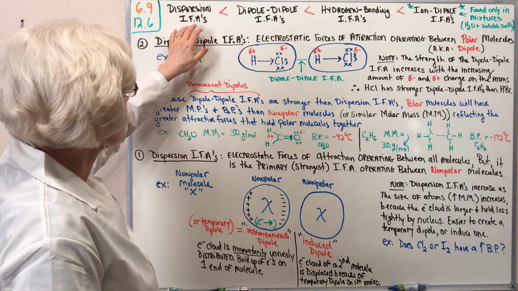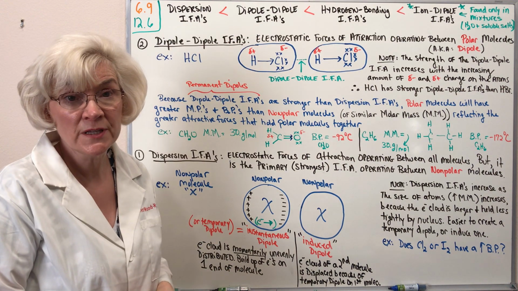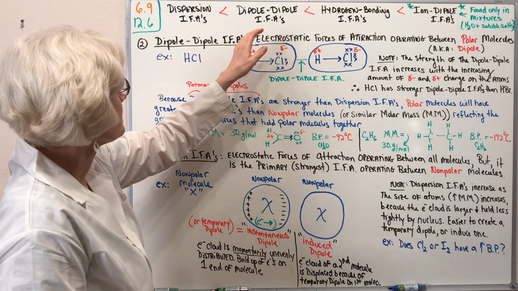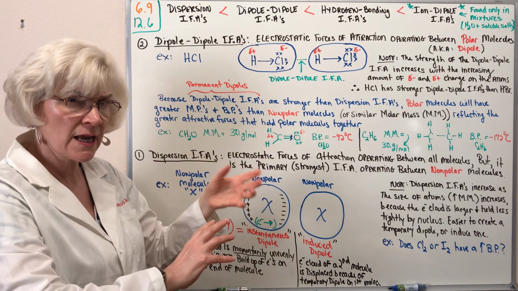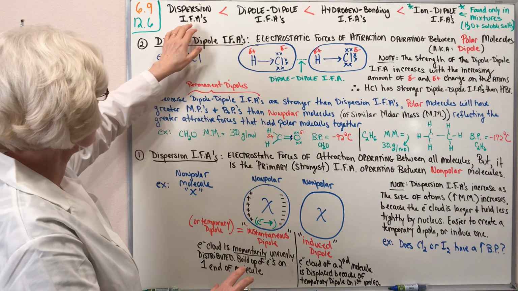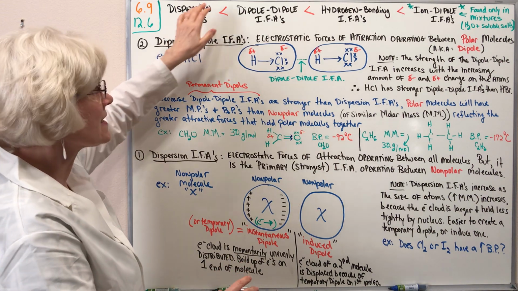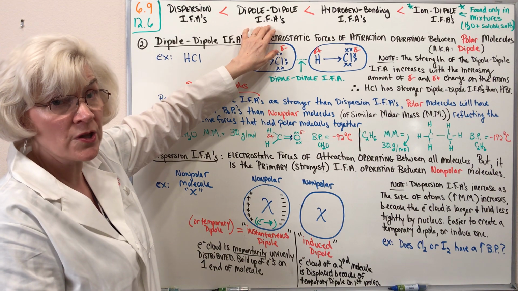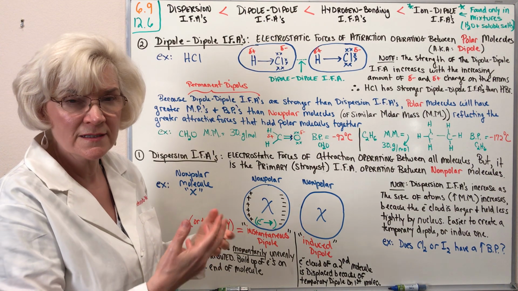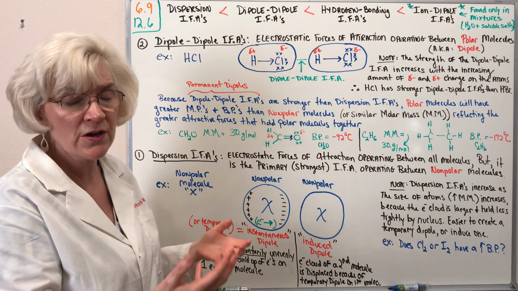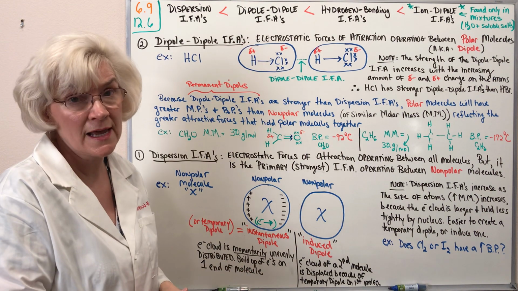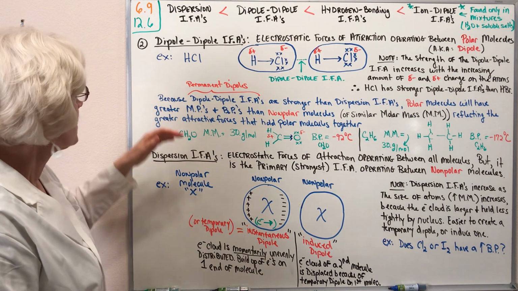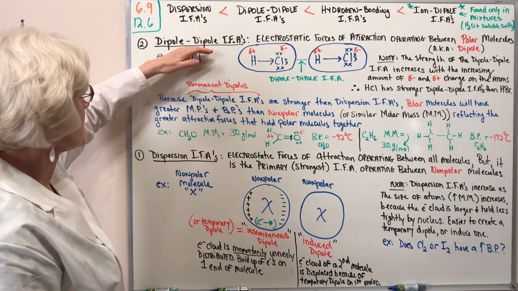I'd like to take a look at the first 2 types of intermolecular forces of attraction listed, and I'm going to go slightly out of order. Although I've listed dispersion IFAs as the weakest, I'm actually going to begin the discussion talking about dipole-dipole IFAs because it's just a little simpler to introduce the overall concept looking at dipole-dipole IFAs. So let's examine them more closely.